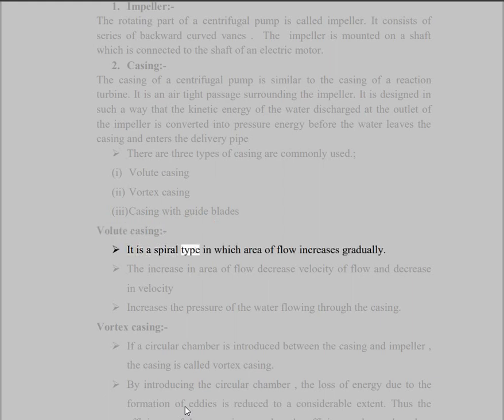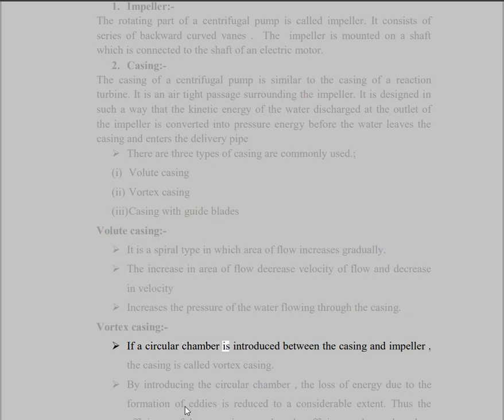Volute casing. It is a spiral type in which the area of flow increases gradually. The increase in area of flow decreases the velocity of flow, and the decrease in velocity increases the pressure of the water flowing through the casing.